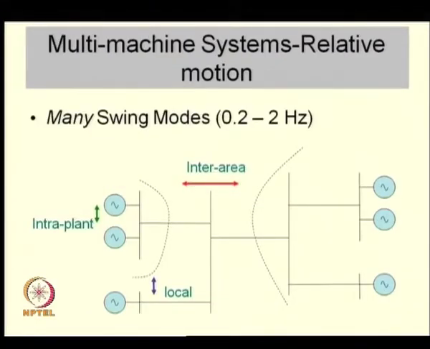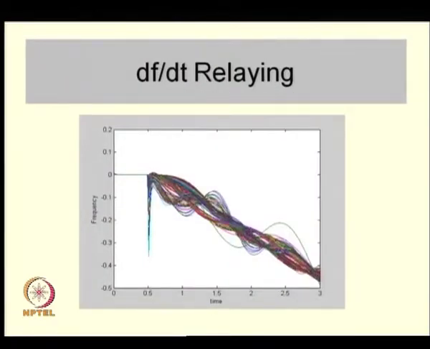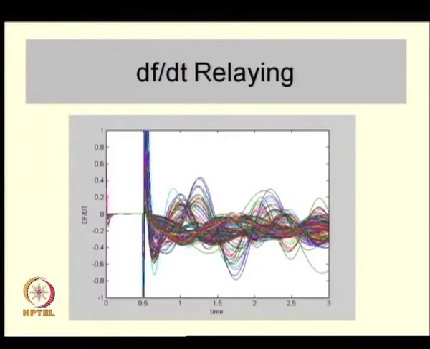Whenever you are going for df by dt relaying, you have to face one problem, that is, in addition to the common motion, there are also these swings. That may give a completely complicated picture. If I take the derivative of the frequency, this is what I see. So, I may actually have spurious tripping, because the slope at some points may be large because of the swings and not because of the common motion. This is one problem which you may face if you are going to have local frequency measurement.